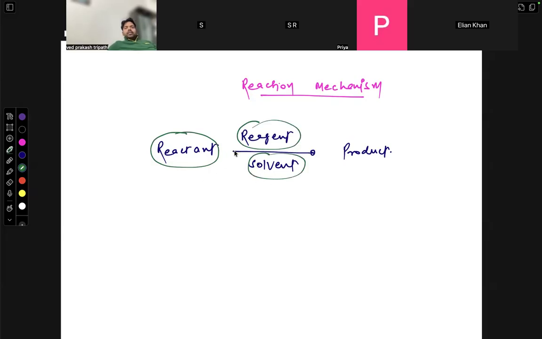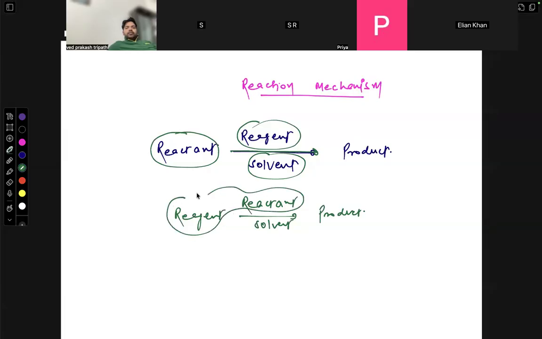It is not necessary that the reagent is always on top of the arrow. Sometimes it can be on the left, like here: reagent, reactant here, solvent, and product. In any chemical reaction, it is an interaction of reactant and reagent.